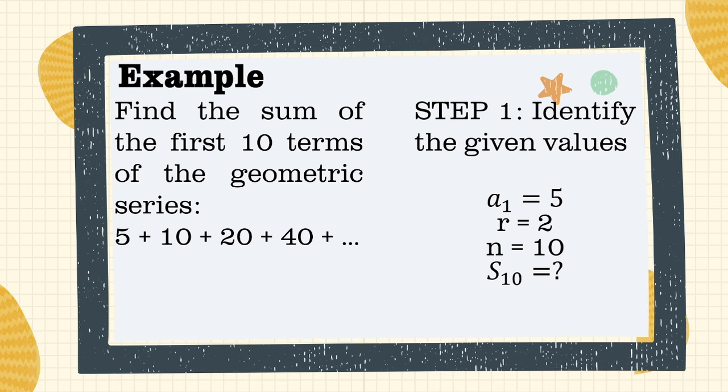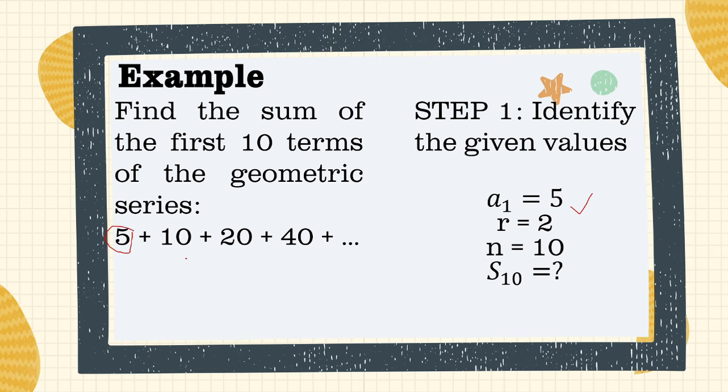Let's find the sum of the first 10 terms of the geometric series. We have 5, 10, 20, and 40. So first, let us determine the given. So we have a sub 1, our r, our n, and S of 10, since we are finding the 10th term. So what is our first term? That is 5. So we have a sub 1 is equal to 5. Next, r is equal to 2. Why? 10 divided by 5, 2.